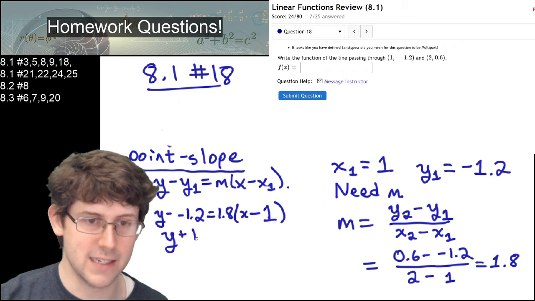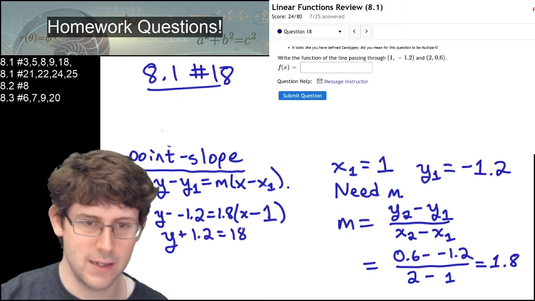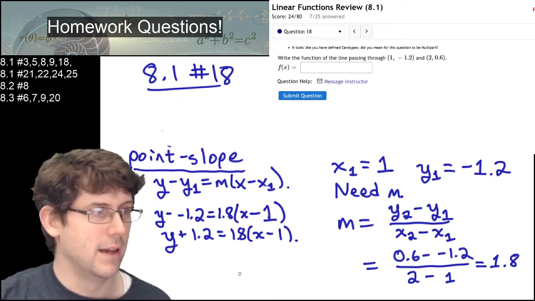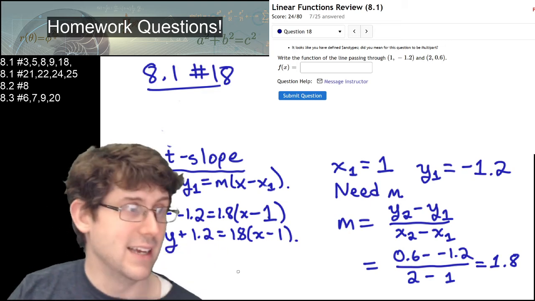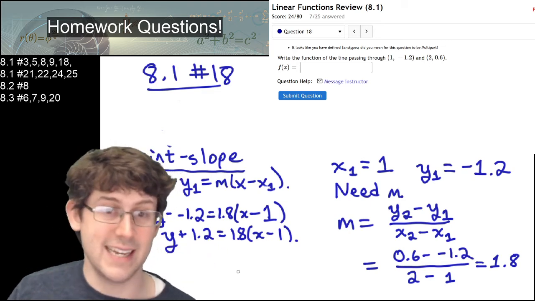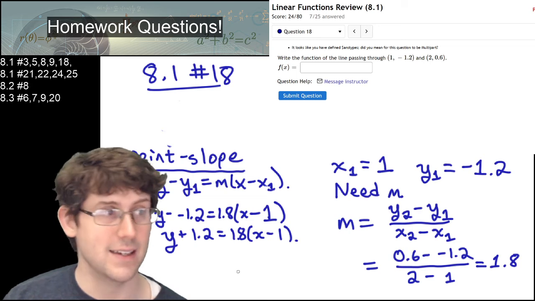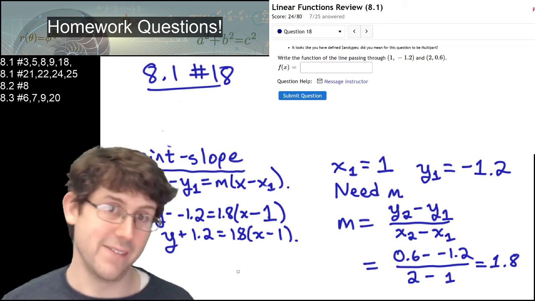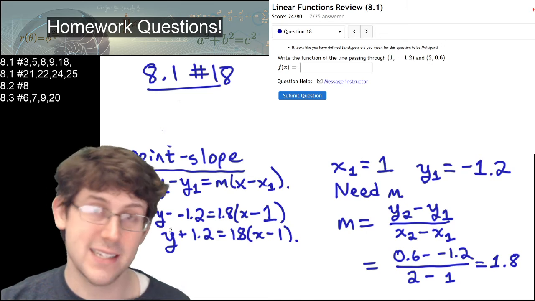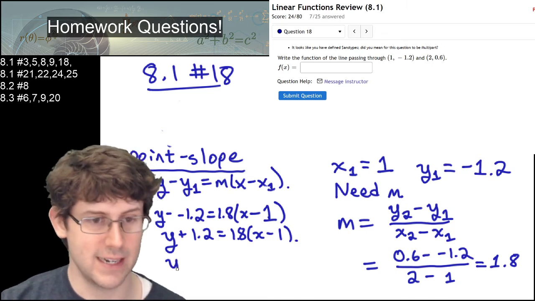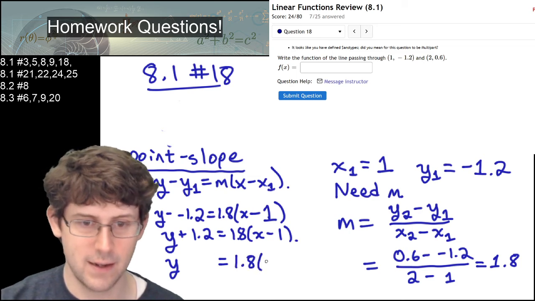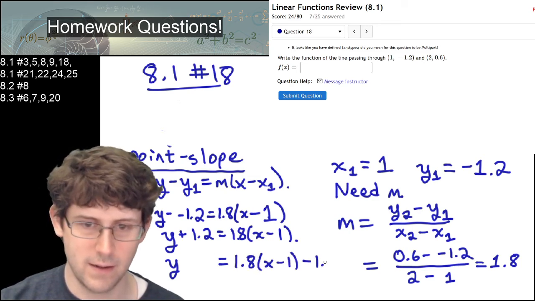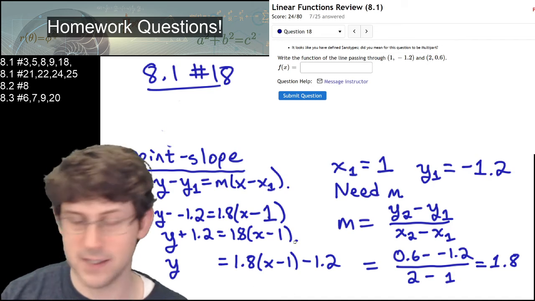So here's what I have as my answer. y plus 1.2 is 1.8, x minus 1. If I go to type that into the answer for this question, number 18, I notice that the question already says f of x equals. We think of y as f of x. So the question wants us to solve for y. So I'll solve for y before I enter the answer. To do that, I subtract 1.2 from both sides. And I'll type this in as my answer.